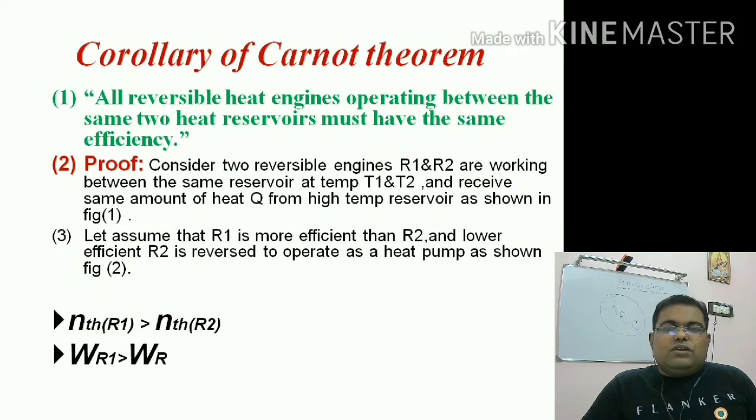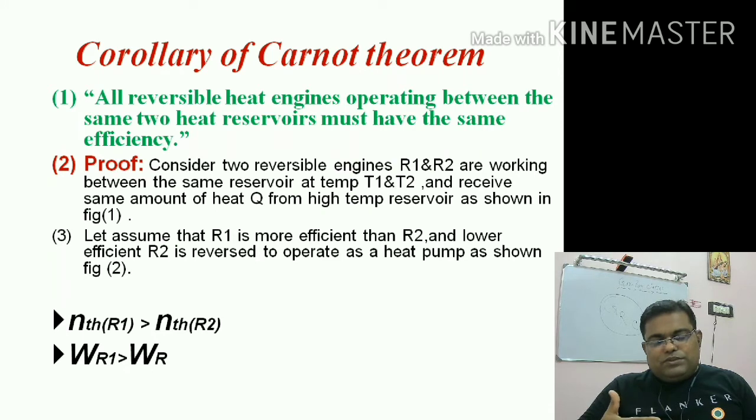Now, the second corollary of Carnot theorem is: all reversible heat engines operating between the same two heat reservoirs must have the same efficiency. That means if two reversible heat engines are operating between the same constant temperature source and constant temperature sink, both will have the same efficiency. How to prove that? Let's consider two reversible engines R1 and R2 working between the same reservoir temperatures T1 and T2, receiving the same amount of heat from the source, that is the high temperature reservoir.